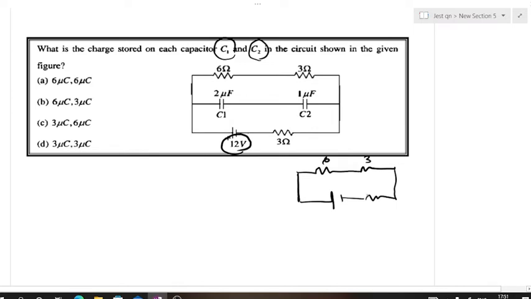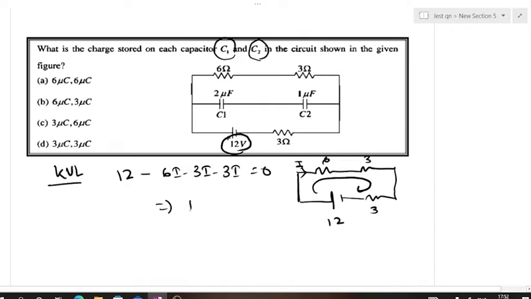6, 3, 3, this is 12, and apply KVL, and this is current I. By applying KVL, 12 minus 6i minus 3i minus 3i equal to 0, so I will be 1 ampere.